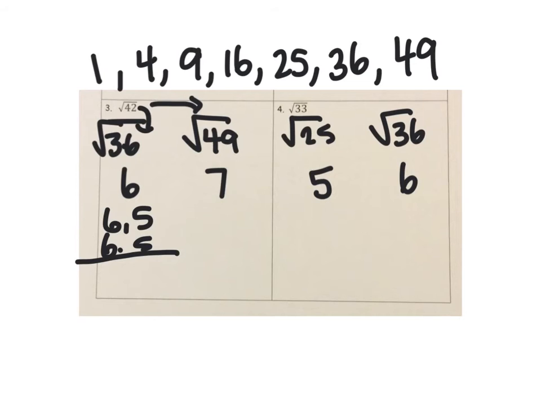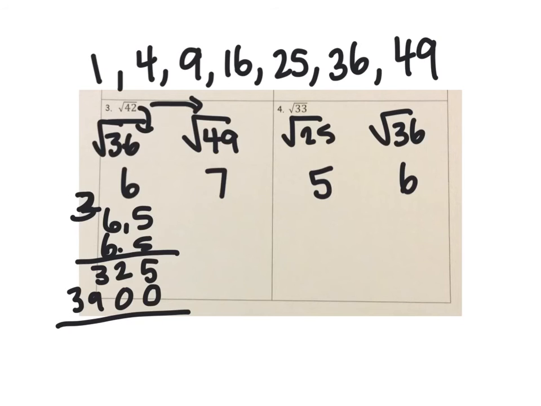So 5 times 5 would be 25. 6 times 5 is 30, plus 2 more is 32. Add a 0 so we can multiply the 6 now. 6 times 5 is 30. 6 times 6 is 36, plus the 3 more is 39. We add these up, we get 5, 2, 9 plus 3 is 12, carry the 1. We get 42.25, which is really close to 42. So 6.5 is the best estimate.